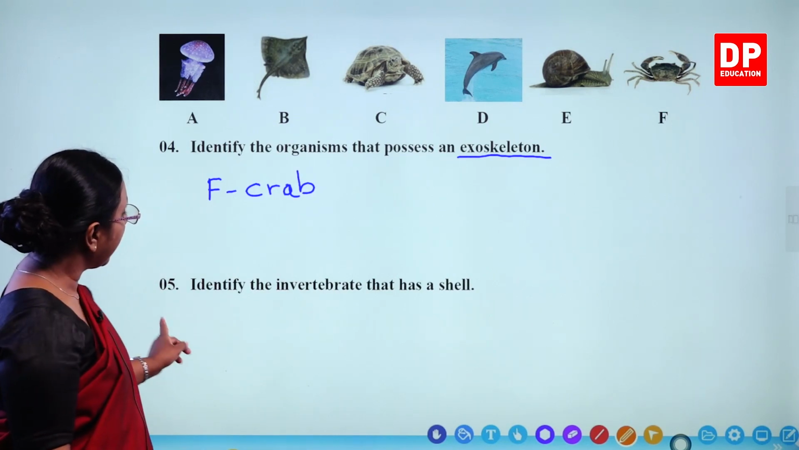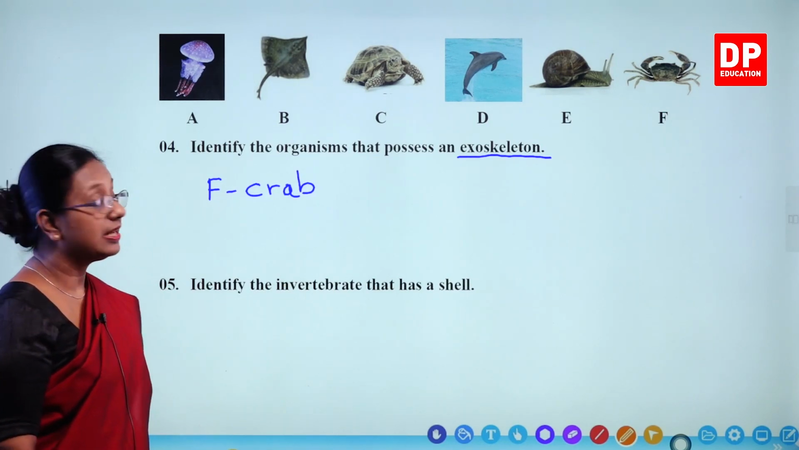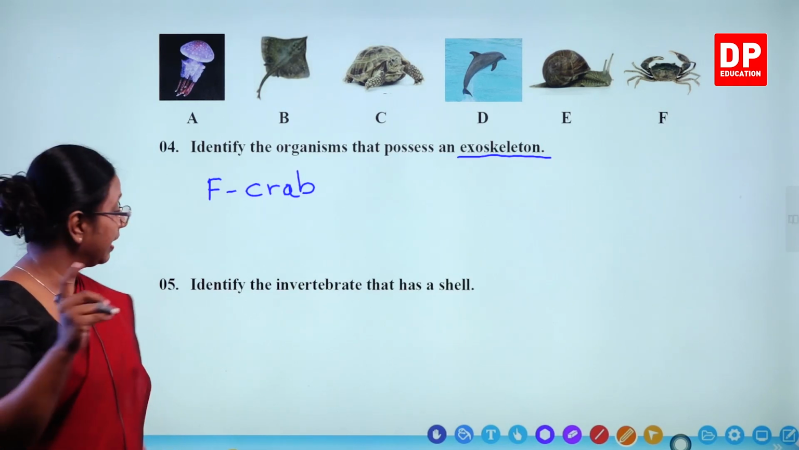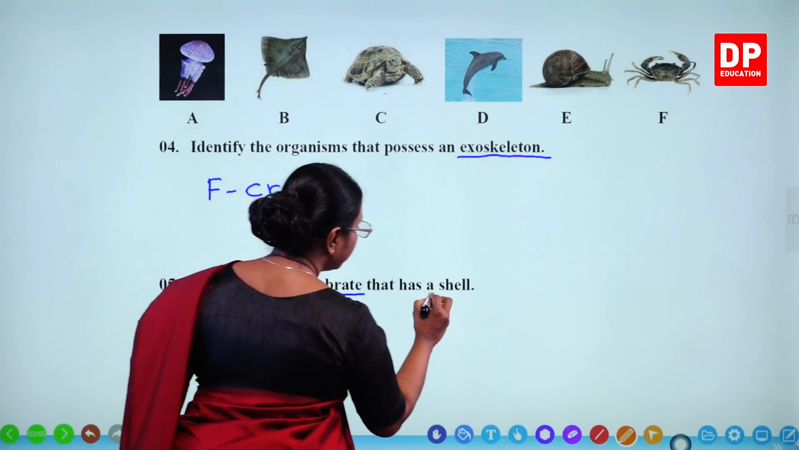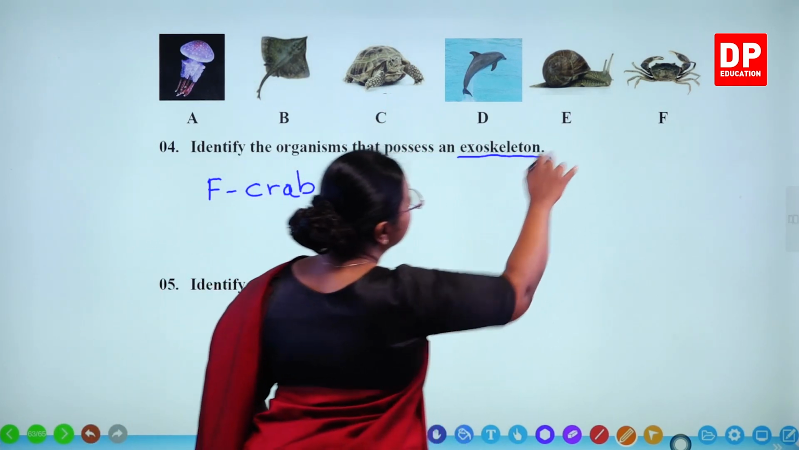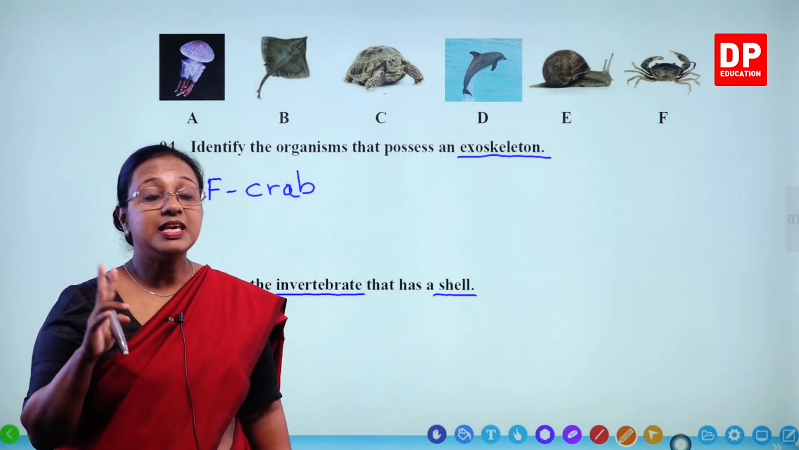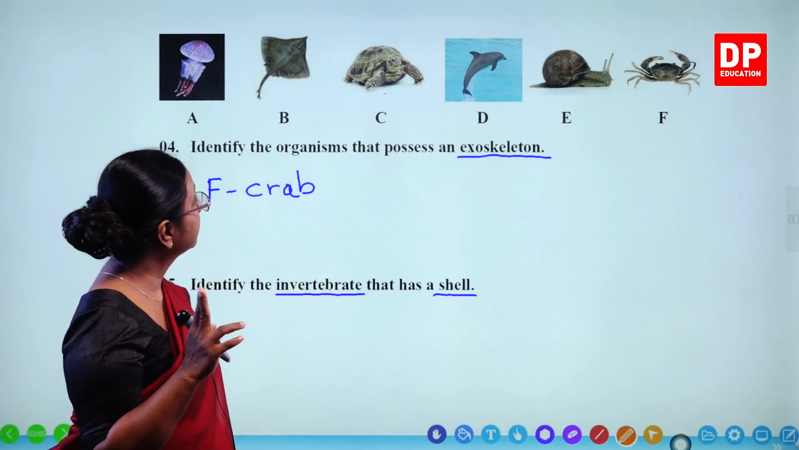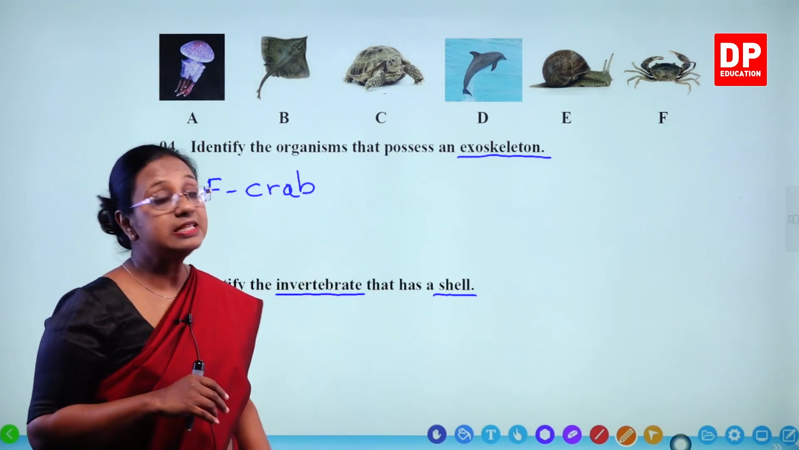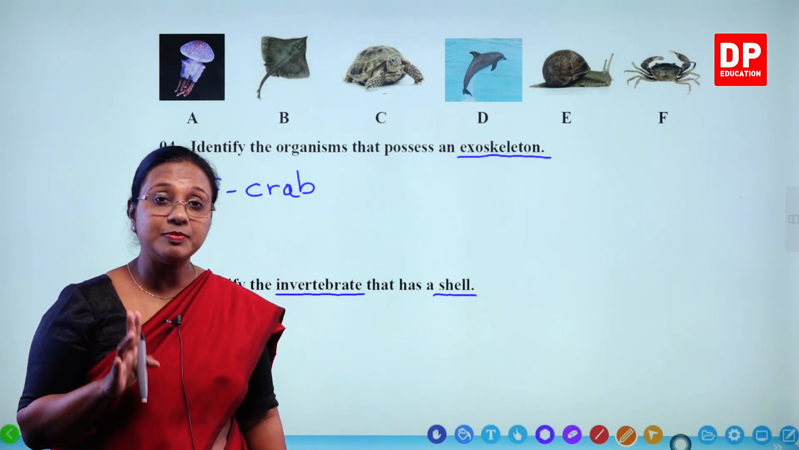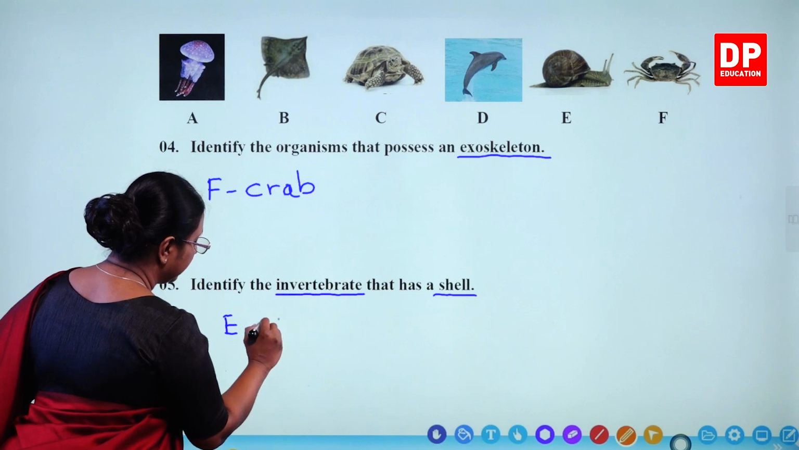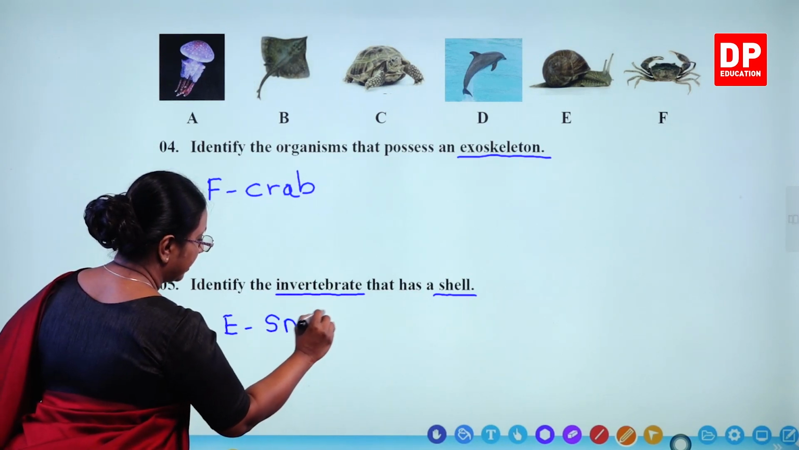Identify the invertebrate that has a shell. Now we said C has a shell and E has a shell. But C is a reptile. It's a tortoise. So it is not an invertebrate. E is the snail. That is an invertebrate that has a shell. So here the answer has to be E, that is snail.